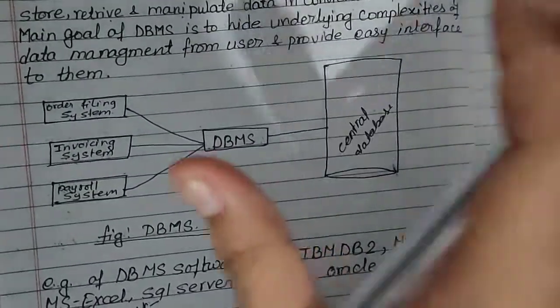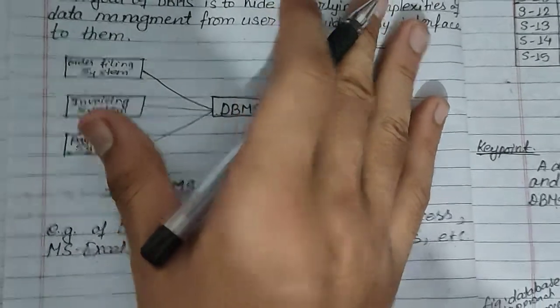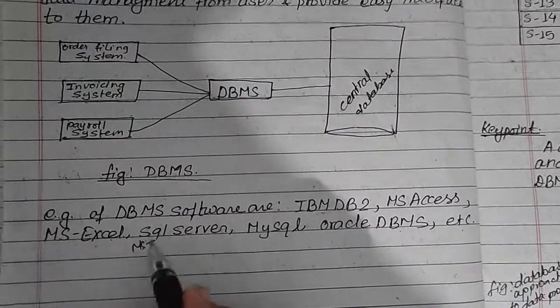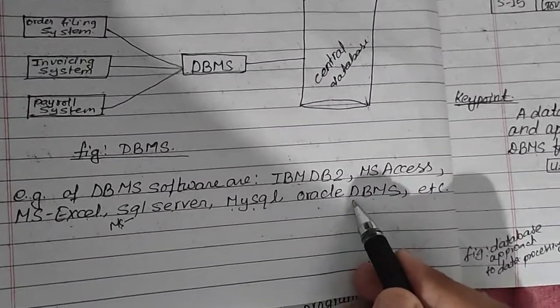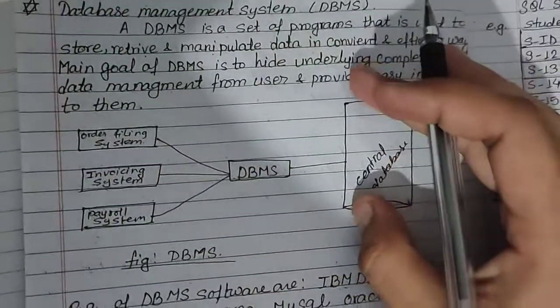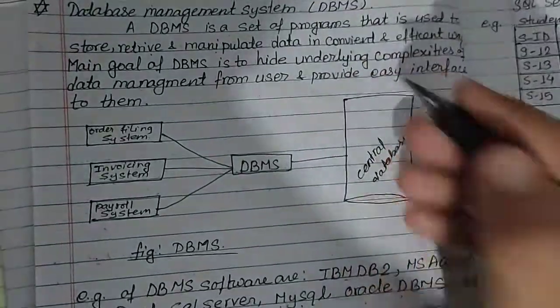There are various versions of database management system DBMS software available. Some of the DBMS software are IBM DB2, MS Access, MS Excel, MS SQL Server, MySQL, Oracle Database Management System, and so on. Suppose we have a certain file that stores the database.